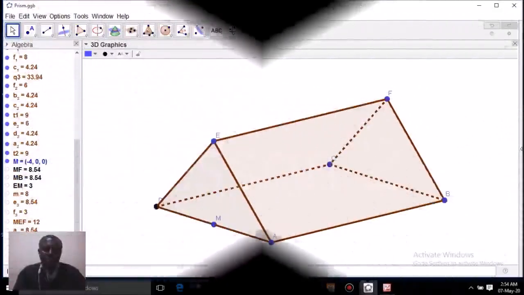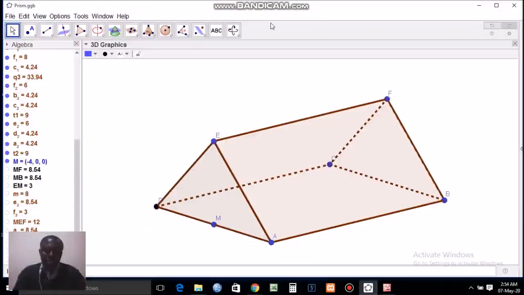Now welcome back. Now on display is a prism, a triangular prism, and we will use this triangular prism to discuss angles between lines in 3 dimensions, angles between lines in 3D.